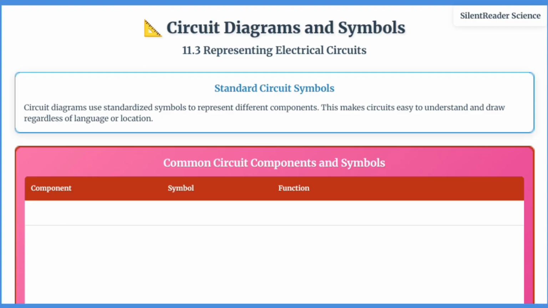An electric bulb is represented by a circle with a cross inside. A resistor is shown as a zigzag line. An ammeter is represented by a circle with A inside, connected in series. A voltmeter is shown as a circle with V inside, connected in parallel. When drawing circuit diagrams, we should use standard symbols, draw straight lines for wires, show clear connections at junctions, label components clearly, and keep the diagram neat and organized.